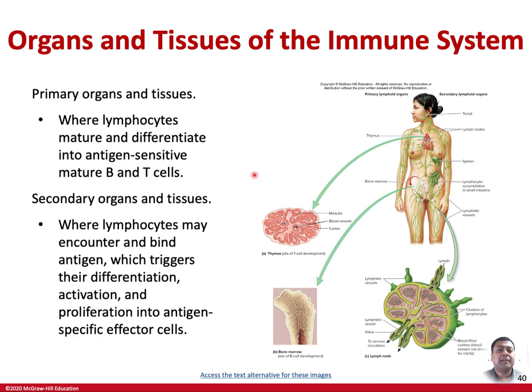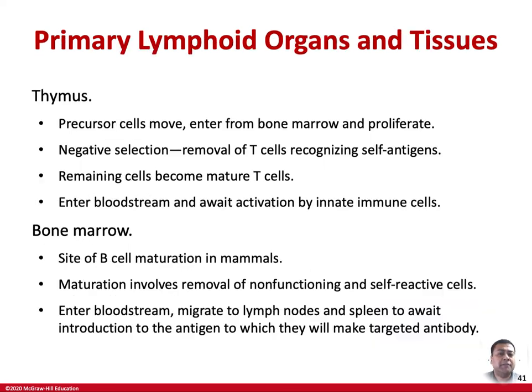So let's take a look at the different tissues. If you look at this, for example, tonsils are lymphoid tissues. Then we have the lymph node, and this is a cross section of the lymph node. Then we have the spleen, and we have lots of different follicles around our gastrointestinal tract. We're going to talk about these. The spleen is a very important tissue of the immune system. Bone marrow is a specific area of the primary organs and tissues. Let's take a look at these individually.